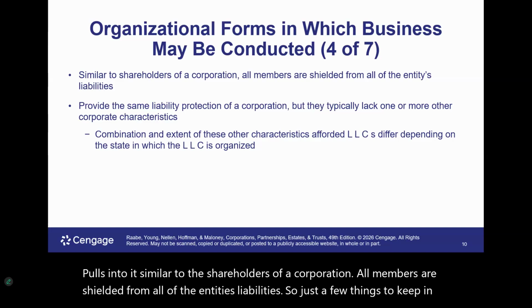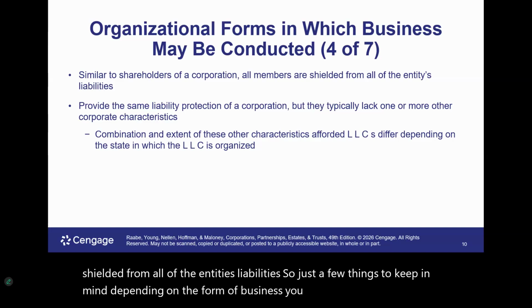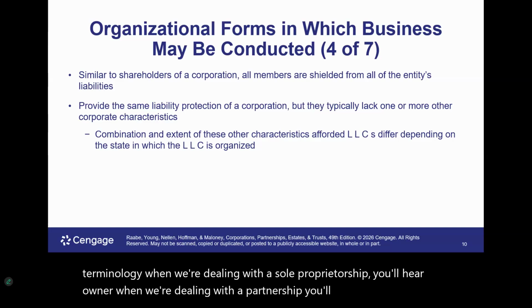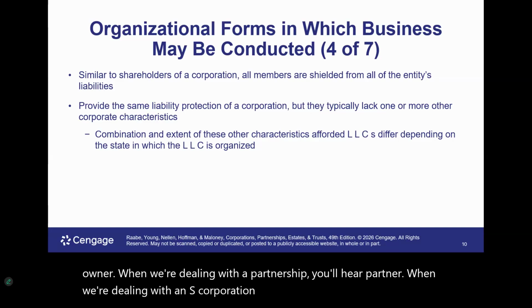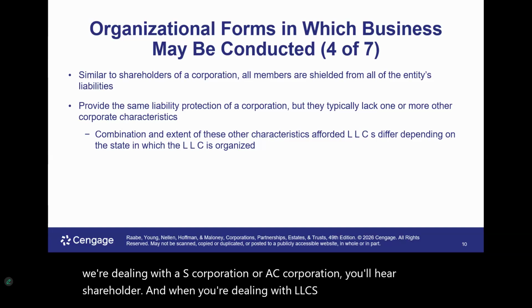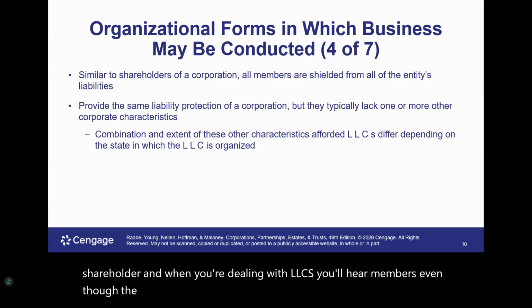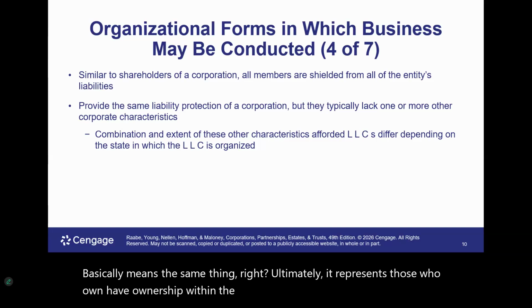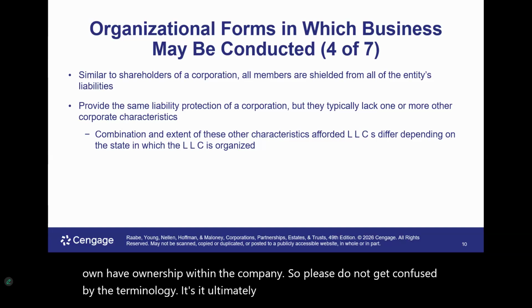Depending on the form of business, you might hear different terminology. When we're dealing with a sole proprietorship, you'll hear owner. When we're dealing with a partnership, you'll hear partner. When we're dealing with an S corporation or a C corporation, you'll hear shareholder. And when you're dealing with LLCs, you'll hear members. Even though the terminology is different, it basically means the same thing, right? Ultimately, it represents those who have ownership within the company. So please do not get confused by the terminology. It ultimately means the same thing. It just changes depending on the form of business.